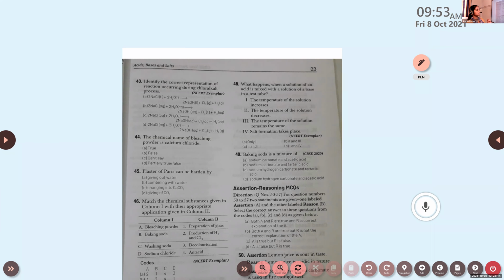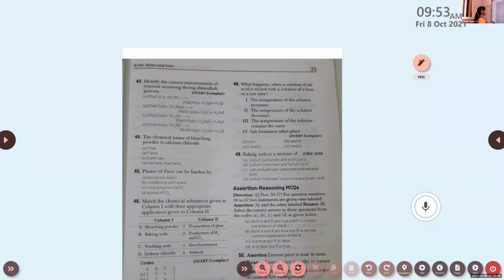When electricity is passed through aqueous solution of sodium chloride, it is dissociated into sodium hydroxide, chlorine, and hydrogen. Here the name is chloralkali process because chlorine is produced there, along with that sodium hydroxide is produced. Sodium hydroxide is an example for alkali. So the name chloralkali process.